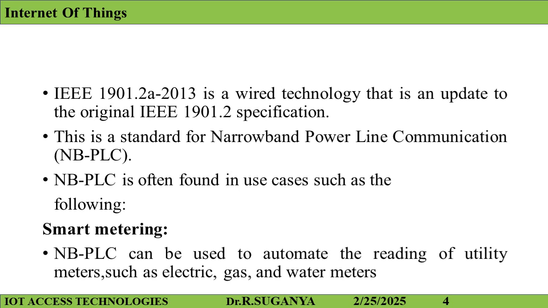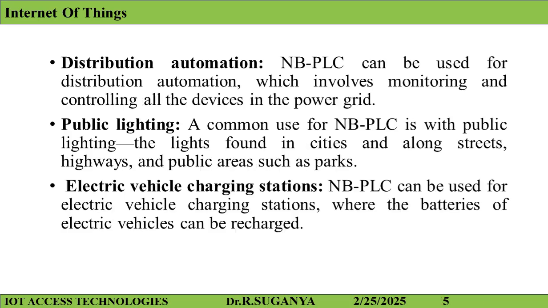NB-PLC is often found in use cases such as the following: smart metering. Smart metering is where NB-PLC can be used to automate the reading of utility meters such as electric, gas, and water meters. Distribution automation: NB-PLC can be used for distribution automation, which involves monitoring and controlling all the devices in the power grid. Public lighting: a common use for NB-PLC is with public lighting, the lights found in cities and along streets, highways, and public areas such as parks, and electric vehicle charging stations.